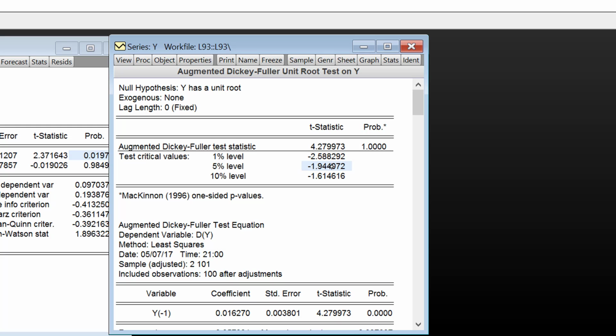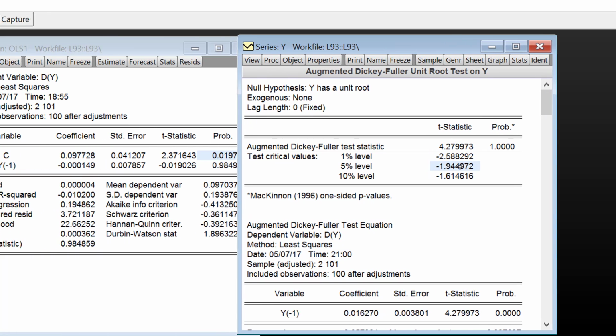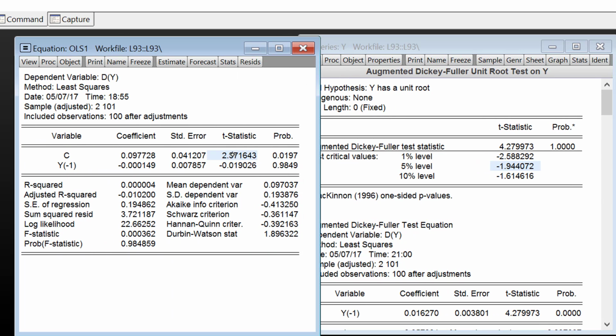So how are you to know whether you should include an intercept or not? Well, one idea you could get simply from the t-value of the intercept. If it seems like the intercept is significantly different from 0, as it is in this case, then include it. If you can remove it, that will improve the performance of the unit root test quite significantly.